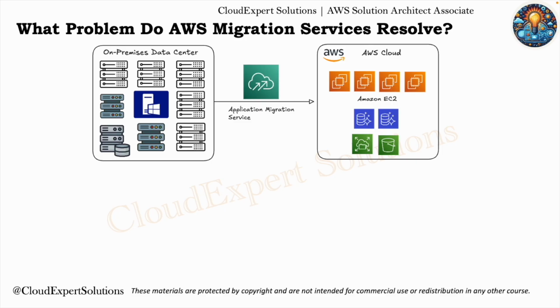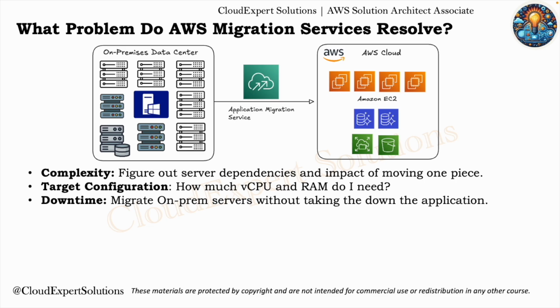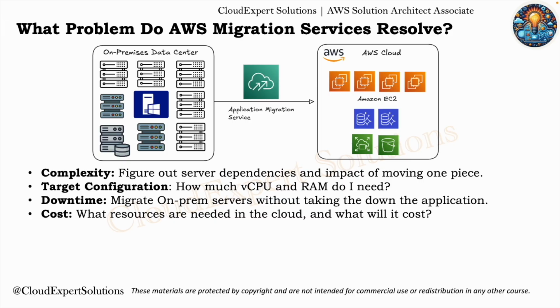And the problems are typically threefold. First, the complexity. How do you figure out which server talks to which and what application is running where, and then the impact of moving just one piece. Moreover, what server configuration and how much vCPU or RAM is required to run the application smoothly in cloud. Next is downtime. How do you execute the physical migration without taking the business offline or down for a week or even more? And last but not least, cost. What is this all going to cost and what resources will I need in the cloud?